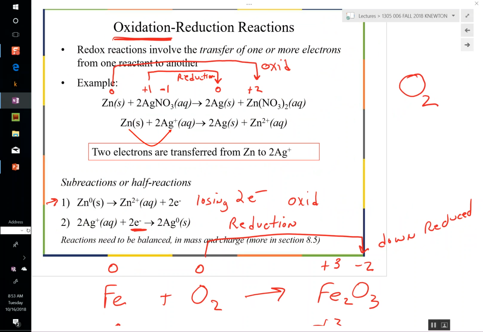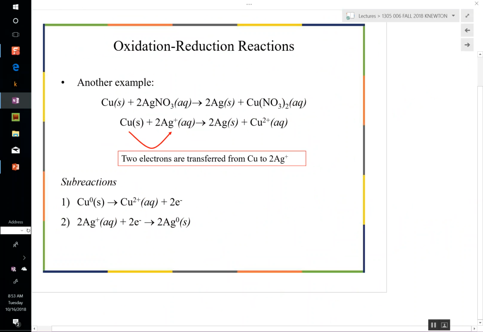Let's see if there's some more examples of oxidation reduction. Yeah, there's another one. Again, a metal reacting with silver nitrate. That's very similar to the zinc one. That's oxidation and reduction. You can come back and look at this. Here's your metal, and it's going to a +2 ion, just like the zinc.